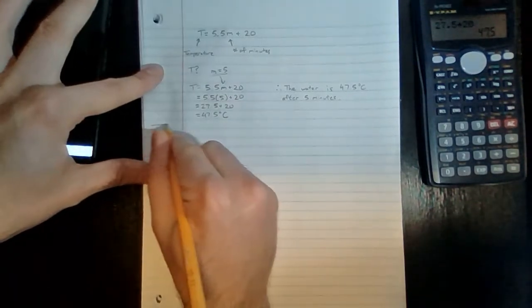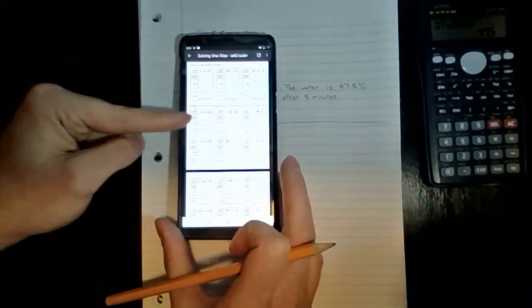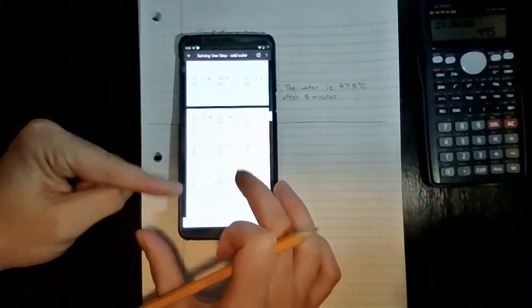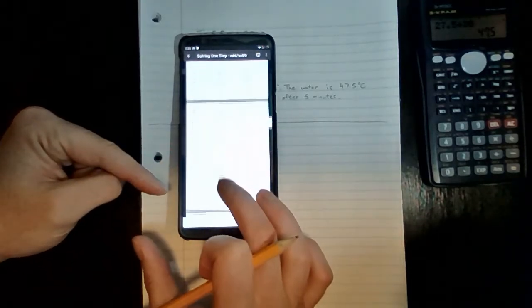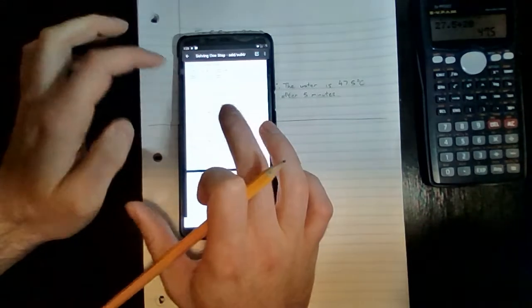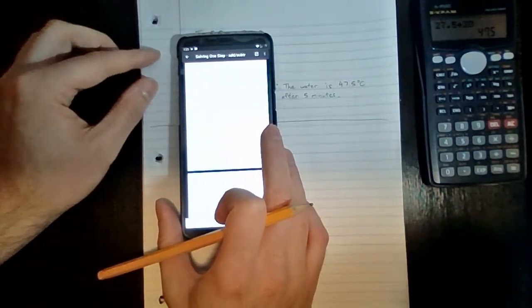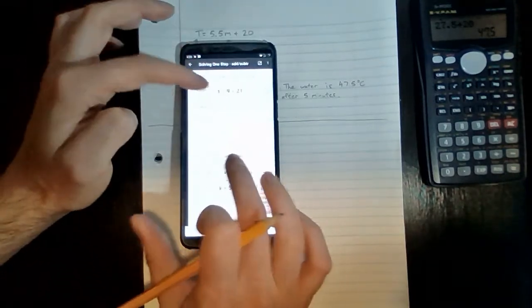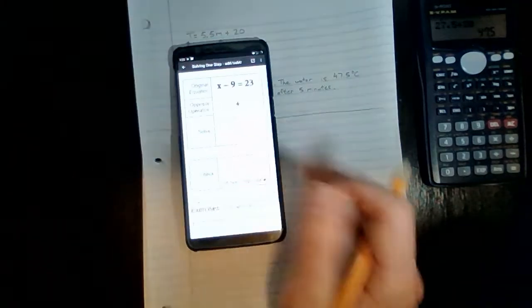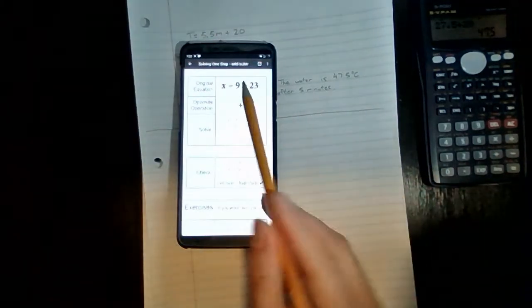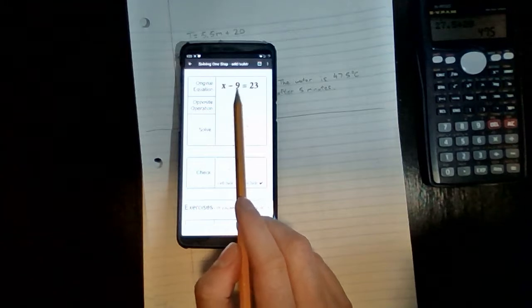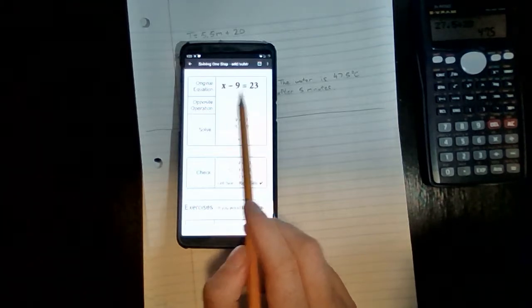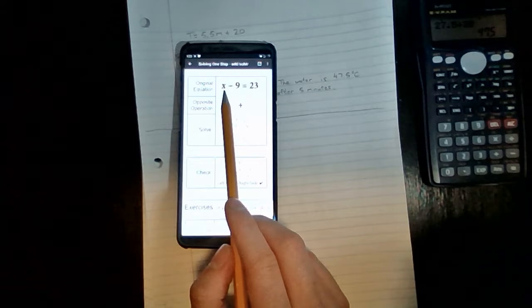The second sheet looked like this here. We have all these questions down here for you to do, and I gave you 3 examples up at the top. We'll walk through these three examples. The first example is an equation that you could be asked: x minus 9 equals 23. And we want to see, what is x?